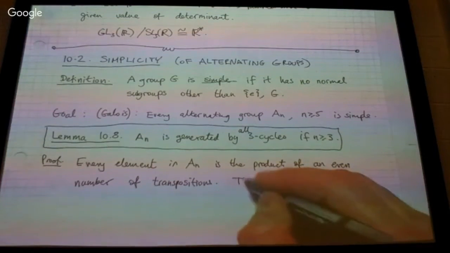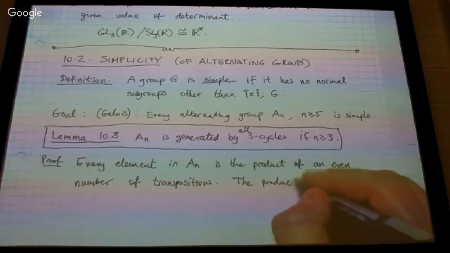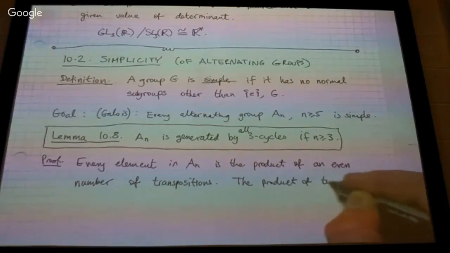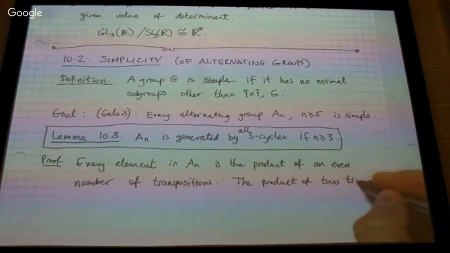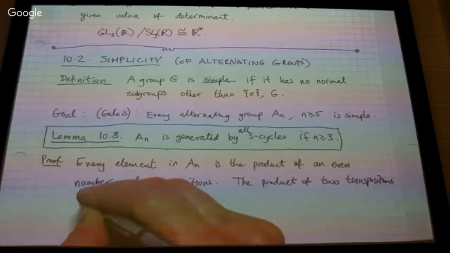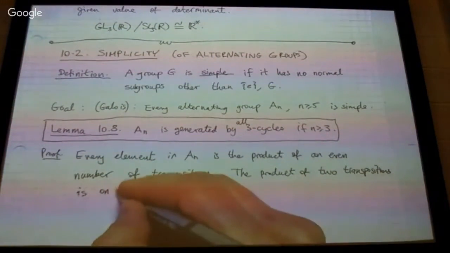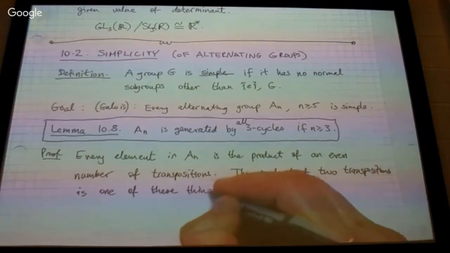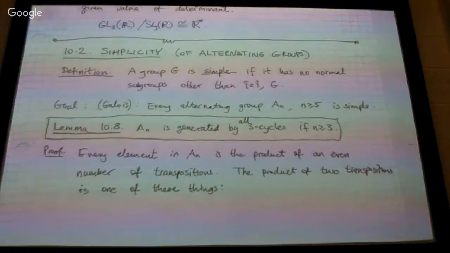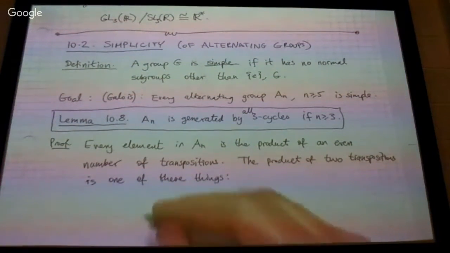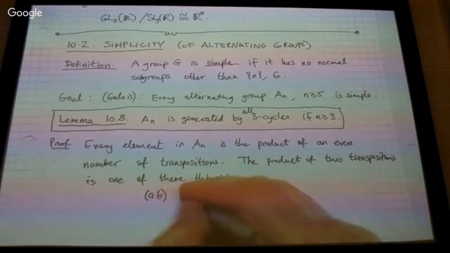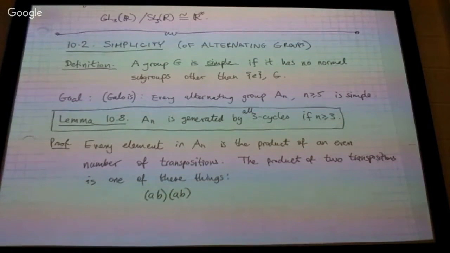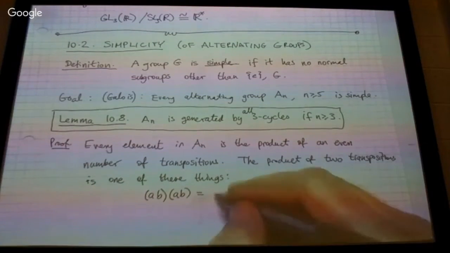Okay, so the product of 2 transpositions is one of the following 3 things. It can be that the 2 transpositions are exactly the same transposition. So (AB)(AB). What do we get? The identity.